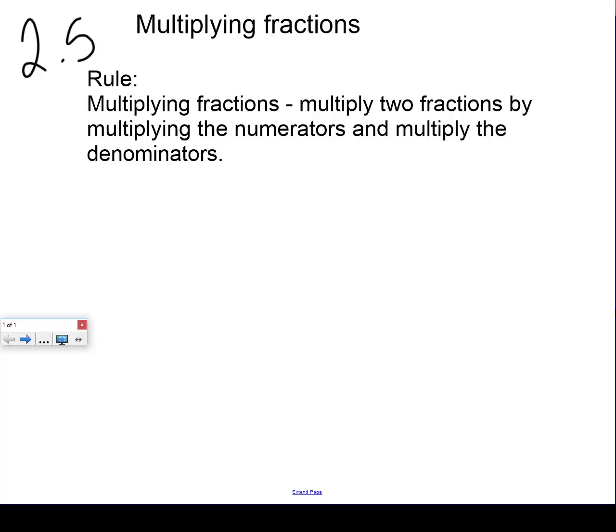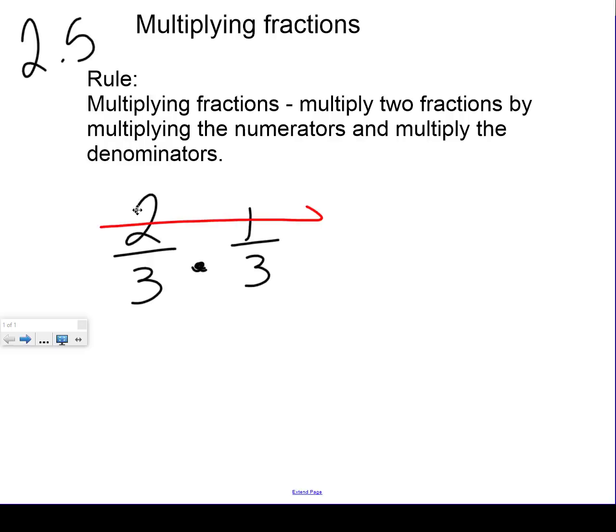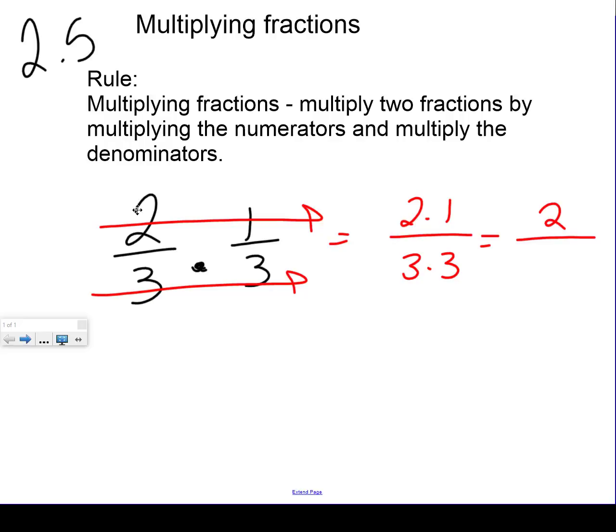So the first example is going to be 2/3 times 1/3. Sorry, it's supposed to be a dot. We would multiply across the top, across the bottom, and we end up with 2 times 1 over 3 times 3. Well, 2 times 1 is 2, and 3 times 3 is 9. And I look at this final answer and I make sure that there are no common factors, meaning no number goes evenly into the top number, numerator, or the bottom number, denominator. In this case, I know that the only things that go into 2 are 1 and 2, and 2 does not go evenly into 9. So I know that this is my final answer.